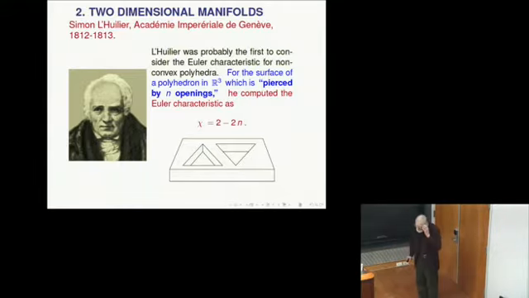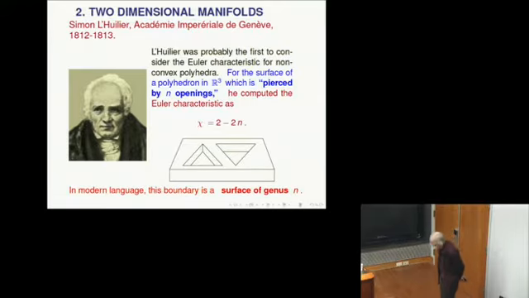Unfortunately, the statement is very vague. What does pierced by n openings mean? In a simple example like this, it's clear, but you can easily think of more complex examples where it wouldn't be clear. And unfortunately, we don't know what the original statement was, because when this paper was submitted, the publisher thought it was too long, so he abridged it himself. And all we have is the publisher's abridgment. But this n is a fundamental invariant, which is now called the genus of the surface.